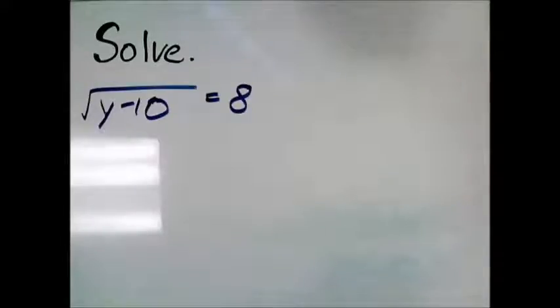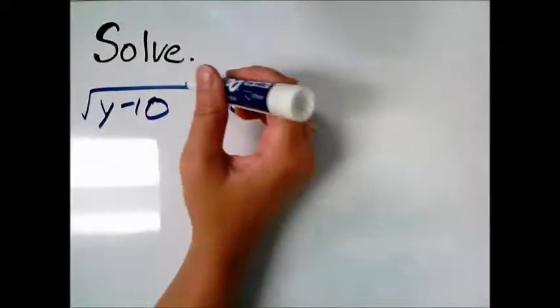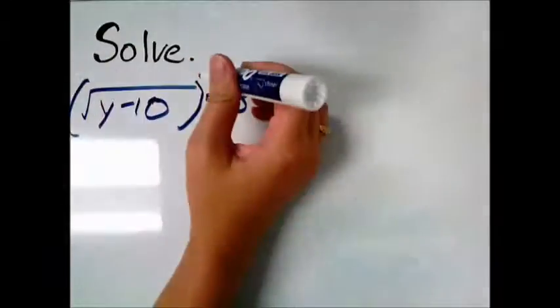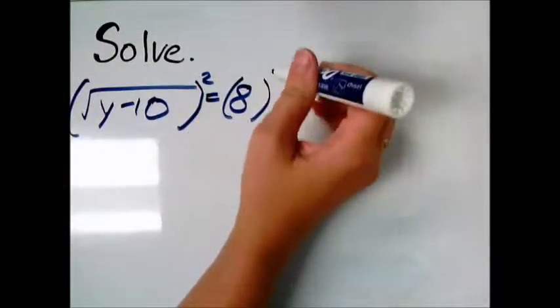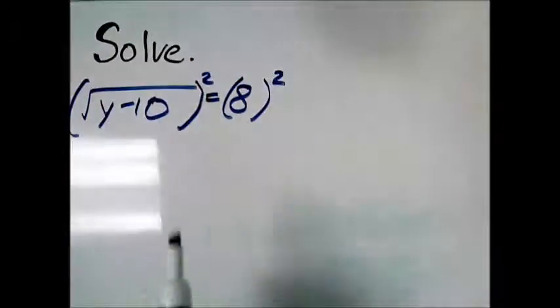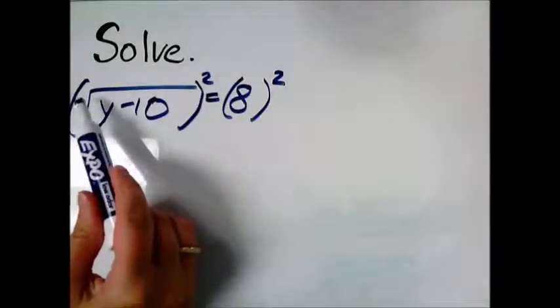So if we want to get rid of multiplication, we divide. If we want to get rid of addition, we subtract. If we want to get rid of a square root, we need to square both sides of the equation. So we have to do all of both sides of the equation. So squaring both sides, squaring and the square root cancel each other.